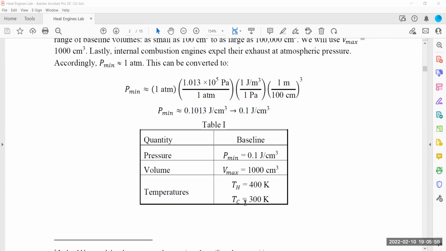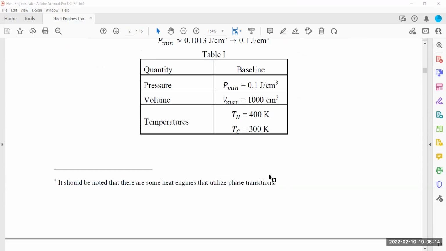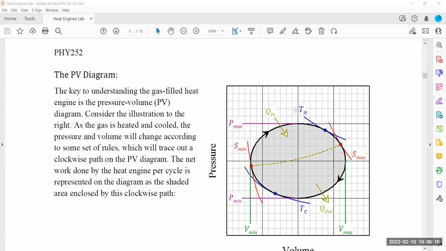The temperature is going to be, for most of these engines, TC and T hot given by 300 and 400 Kelvin. Okay, room temperature and around the boiling temperature of water. Now, Vmax in this example is 1,000 cubic centimeters. So this is all of the units. This is what we discussed earlier. Qin, which is Q hot, Q out, which is QC, the entropy, the temperature, which is the highest temperature of the process, TC, which is the lowest temperature in the process.